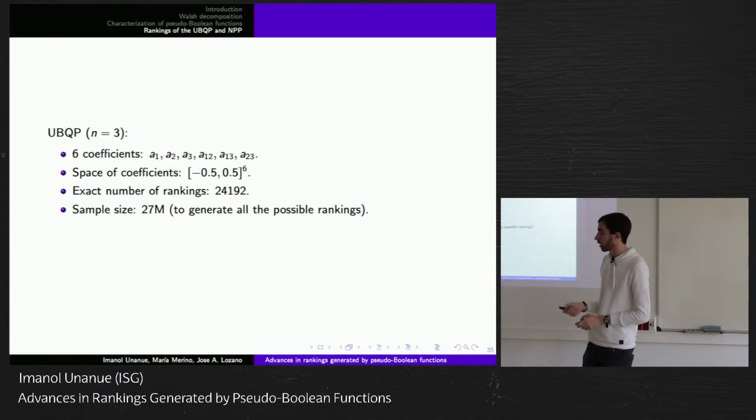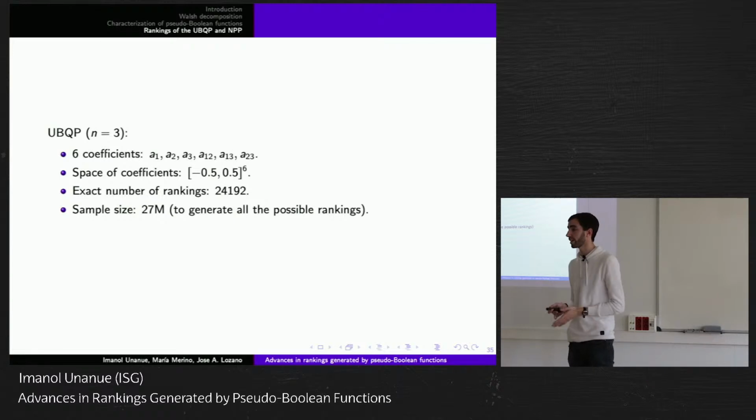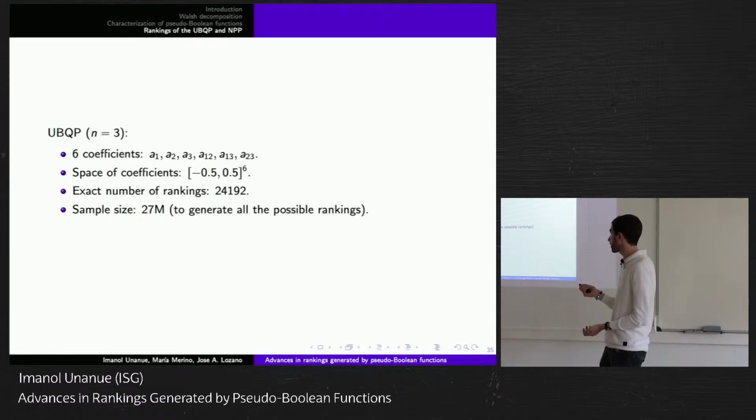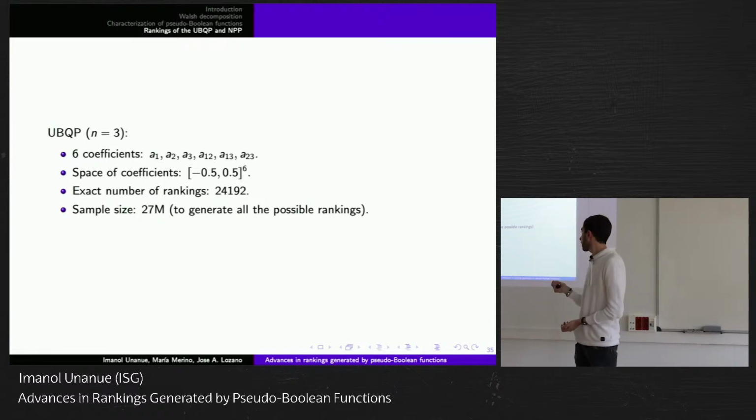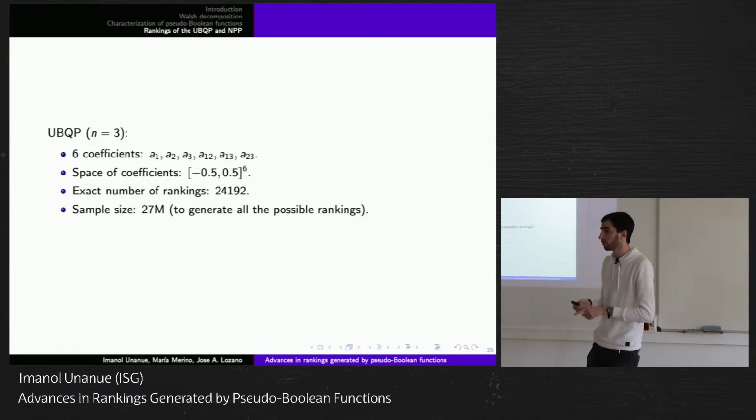Okay, so we have checked the two problems. For the unconstrained binary quadratic problem, we have checked the case n equals 3. So we need to calculate six real values, the coefficients, in a hypercube of dimension 6. It also allows us to calculate the exact space in which each ranking can be generated, with an integration.